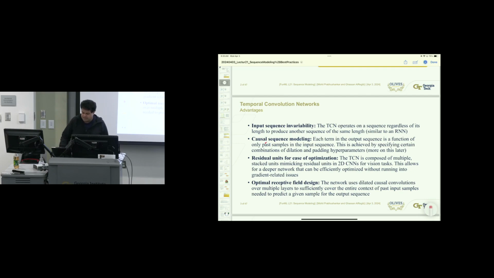The optimal receptive field design as well. So this is a very important one. We already know that convolutional neural networks can go very deep. The architectures themselves can go very deep. And this depth is what gives you the higher receptive field.